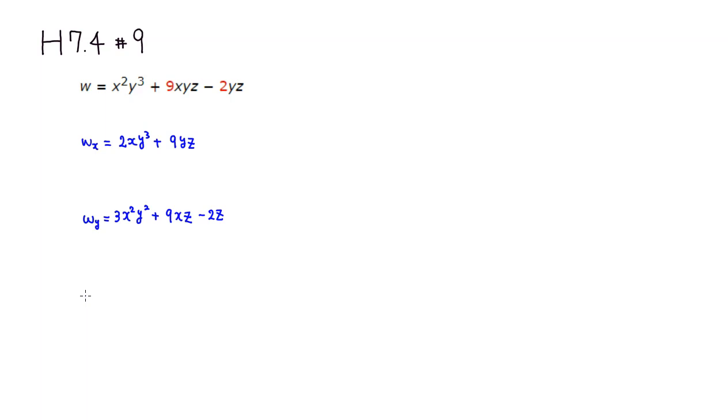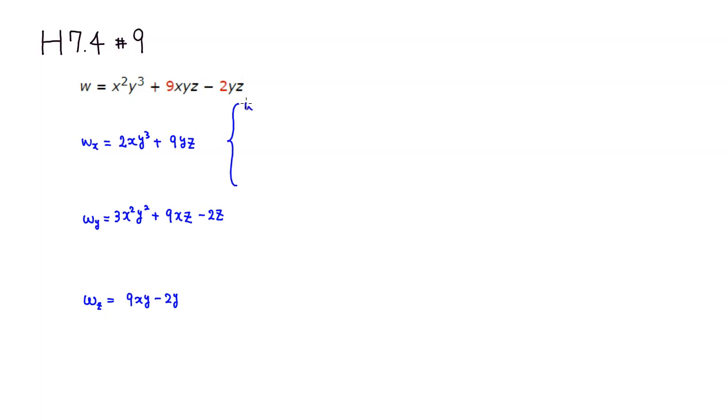Let's do the partial with respect to z. The first term has no z, so it's a constant, and its partial derivative is 0. Here you have 9xy as a constant multiple, and partial z is 1. Minus 2y is just a constant multiple, and partial z is 1. So you just get that.